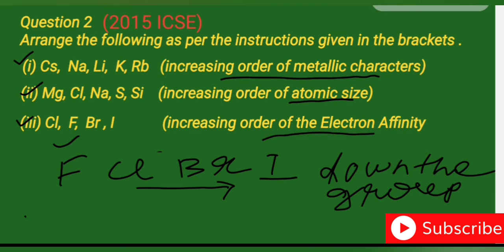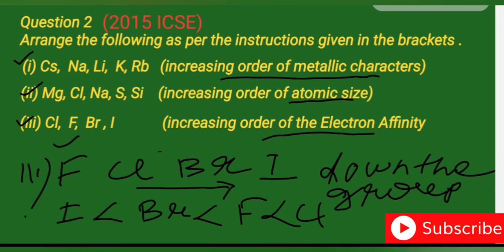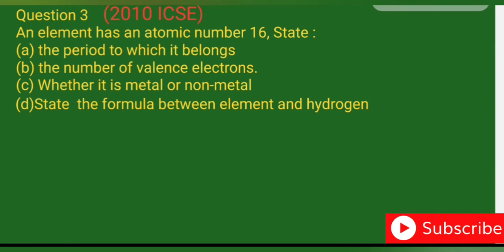So let us write increasing order. Lowest most first is iodine, then bromine, then fluorine, then chlorine. Is it clear, children? So this is the answer of your bit 3. Now let us discuss another question.